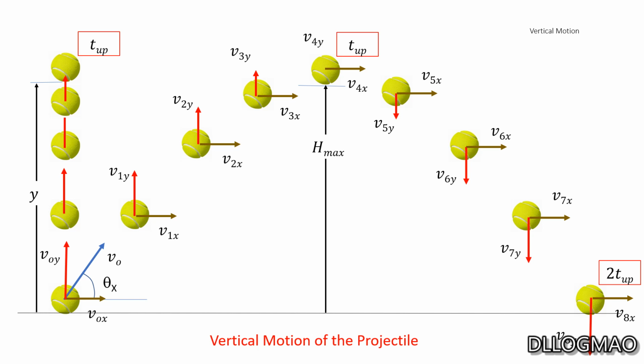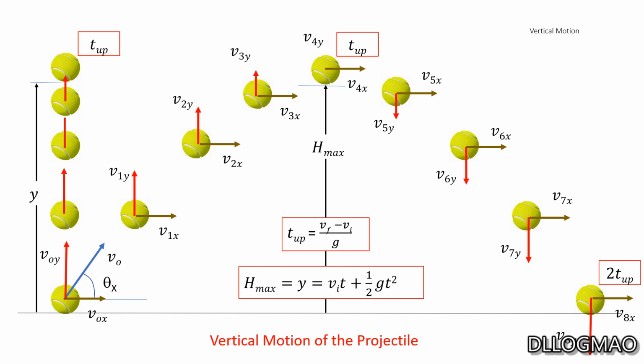Following the modified equations of kinematics for freely falling bodies, the time to reach the maximum height is t sub up equals the ratio of the difference of final velocity and initial velocity and acceleration due to gravity. The maximum vertical distance covered by the projectile is h sub max equal to y, which is equal to the sum of the product of initial velocity and time and half of the product of acceleration due to gravity and the square of time.